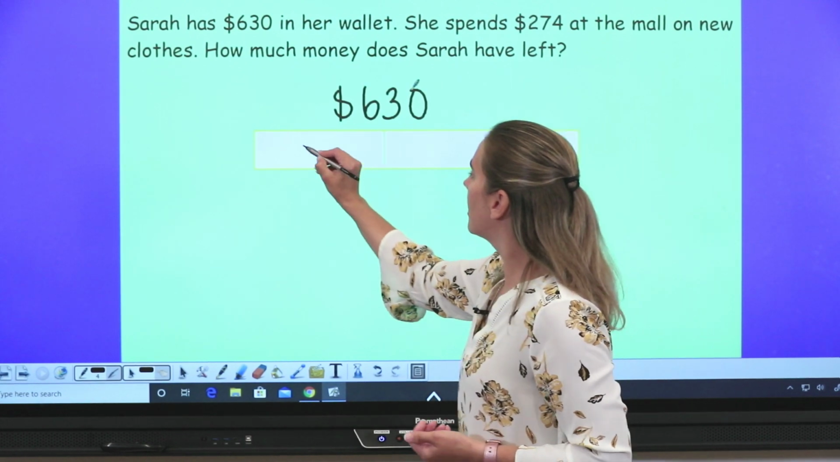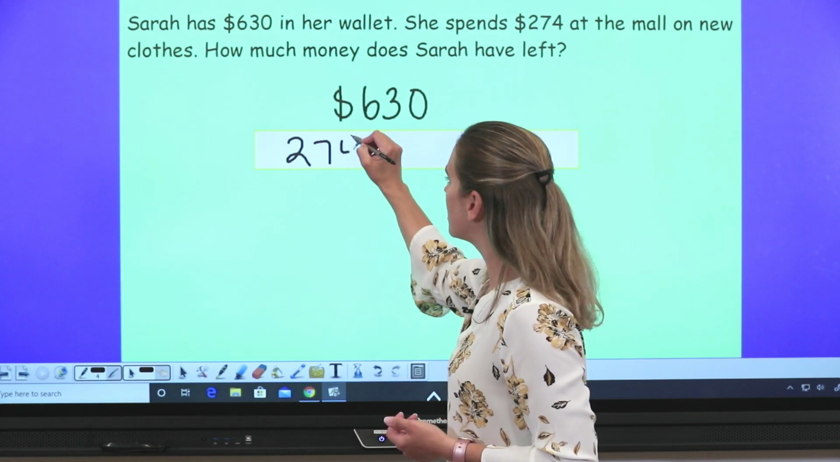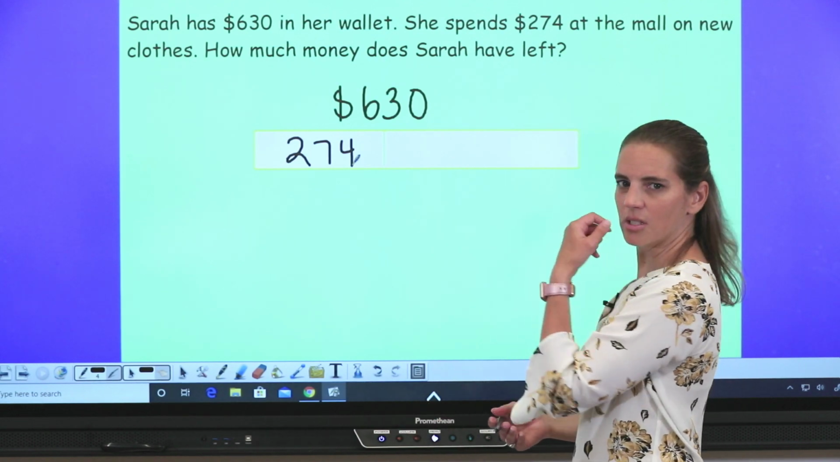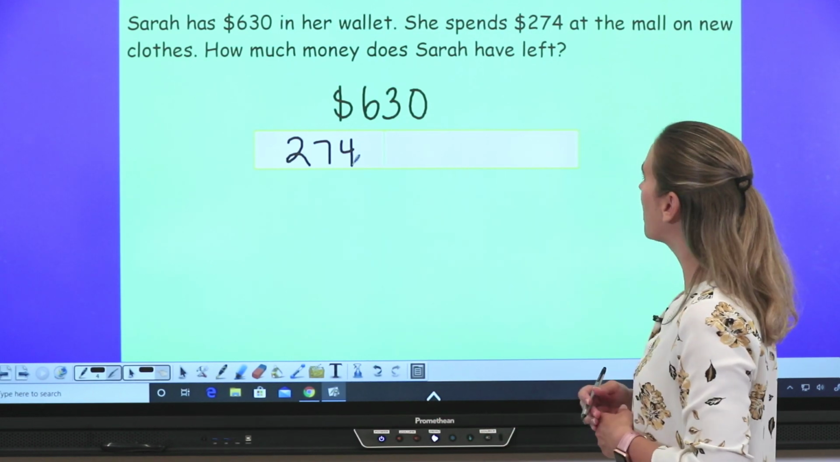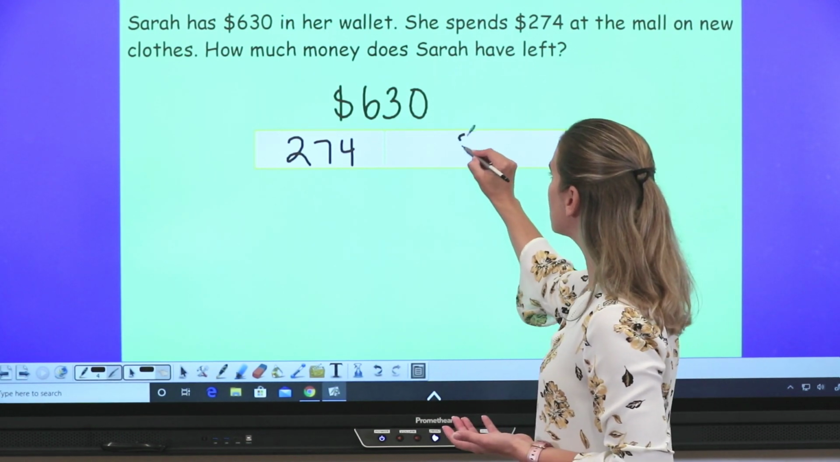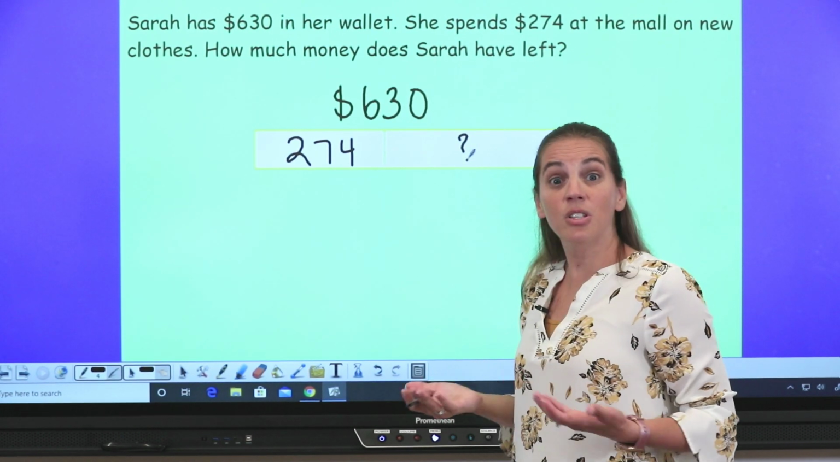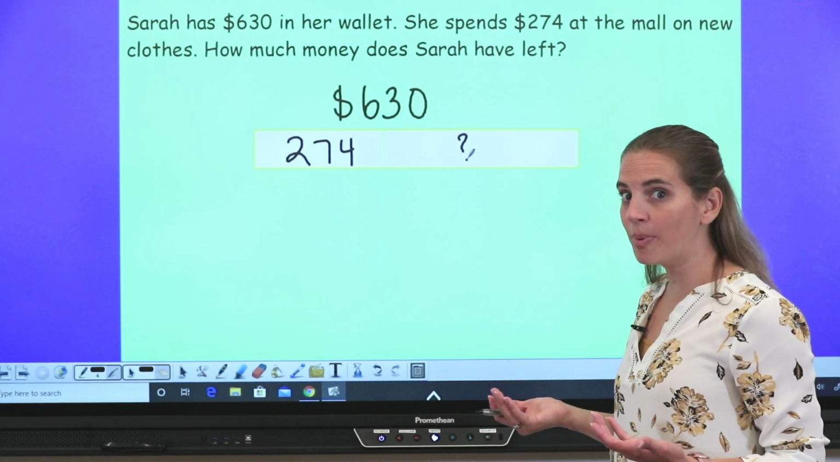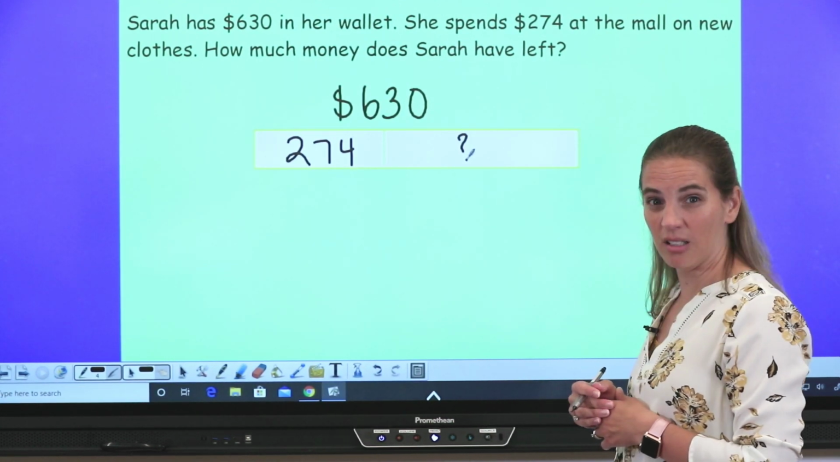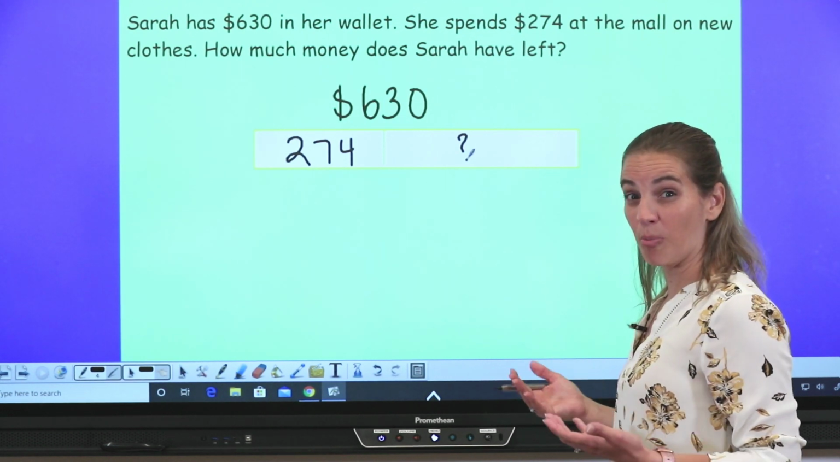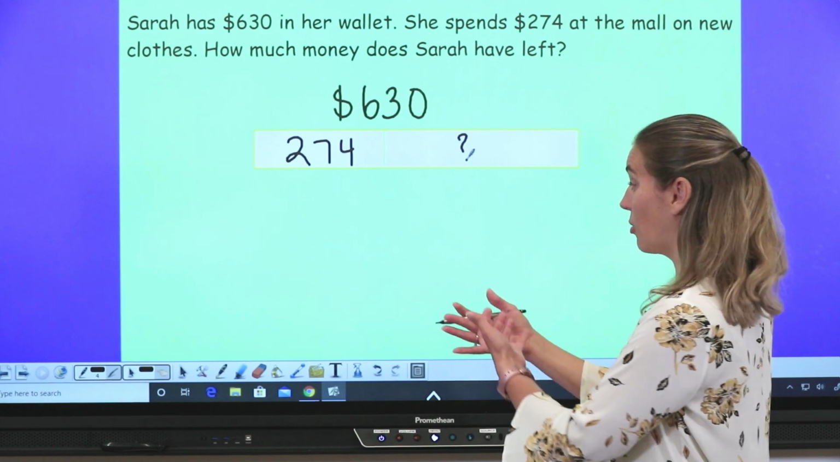Well, we know 274 is how much she spent. But what's the other part? How do I find that? There's no other number in my problem. Yeah, that's my question mark. That's the number I don't know. I have to solve that. It looks a little familiar. It looks a little bit like the last problem where we had to come up with our equation to solve.